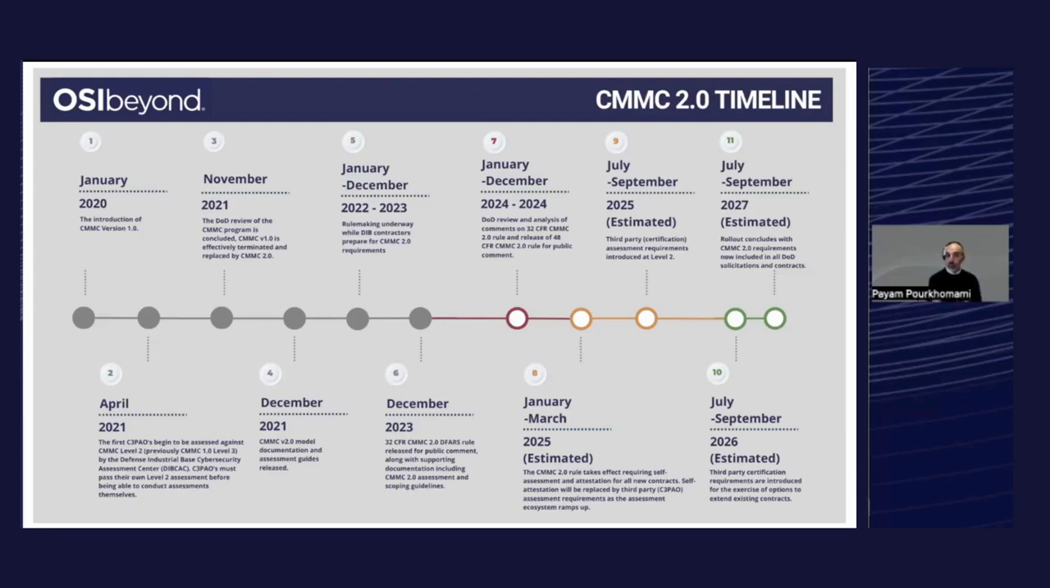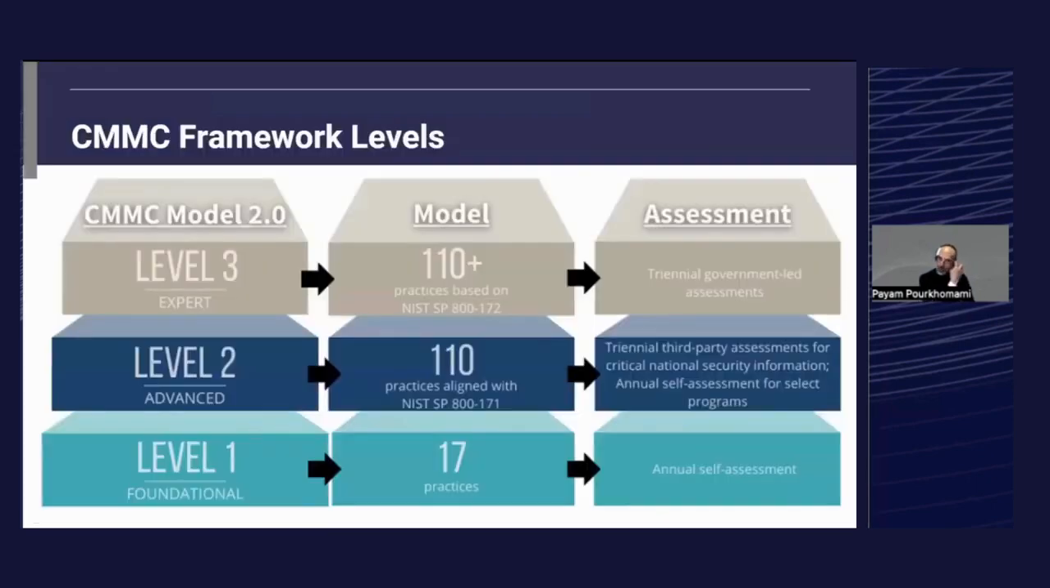By Q3 of 2025, about 6 months after the launch of CMMC 2.0, they will be adding the third-party assessment requirement for level 2 certifications. Roughly a year later, by Q3 of 2026, third-party assessments will be added for optional and extension periods. And finally, by Q3 of 2027, the full rollout of CMMC 2.0 will be included in all DoD solicitations and contracts. All right, so in terms of the CMMC 2.0 framework itself, there are now 3 streamlined levels.